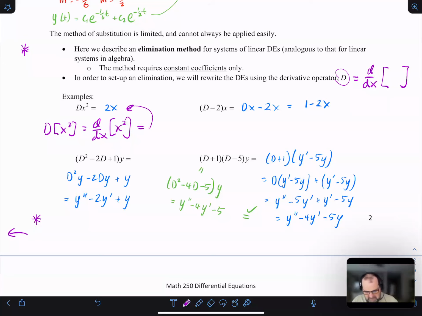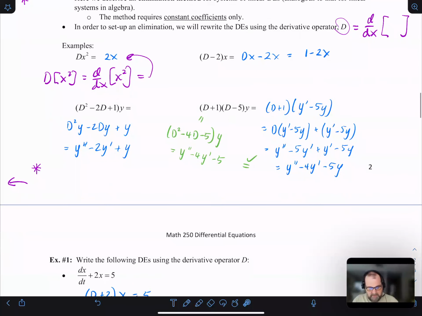It gets a little stranger looking when we write things like this. What is D minus 2 acting on x, or (D minus 2)x? But again, we can actually distribute here as you would if it were algebra. And again, this is a bit of an issue we will talk about, but I can do D times x minus 2 times x, Dx minus 2x. Dx is 1 and then 2x, so we get 1 minus 2x here.